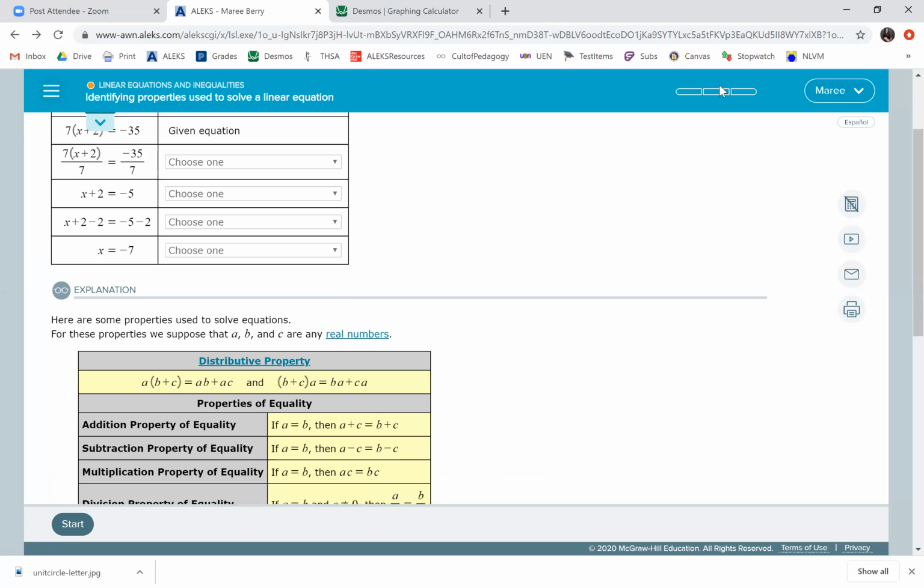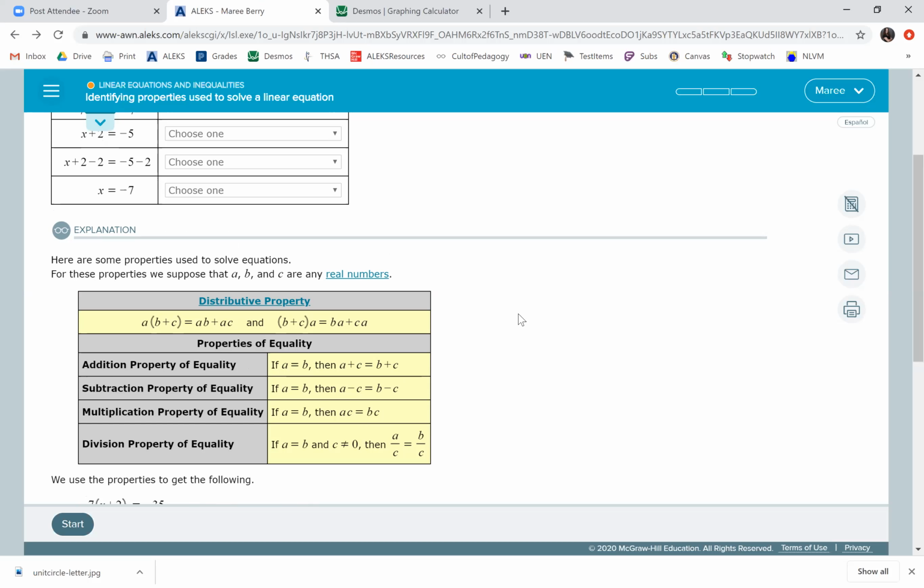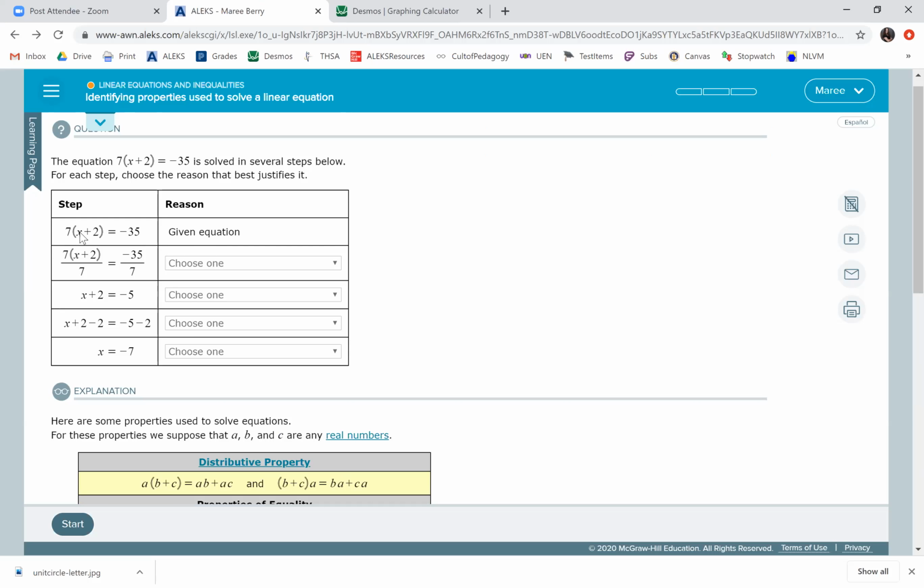So, different properties that you need to know for solving inequalities. It's basically whatever you're doing to solve for x, you just put that property of equality at the end of it. Of course, there's always the distributive property. So for instance, up here, we have to use the distributive property.